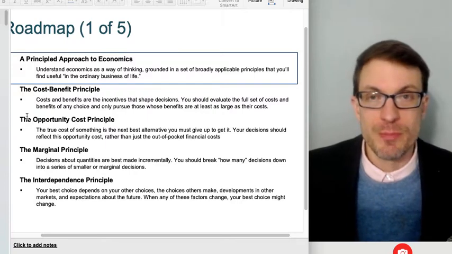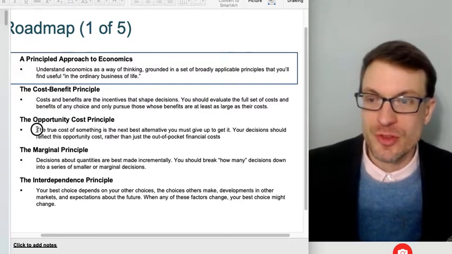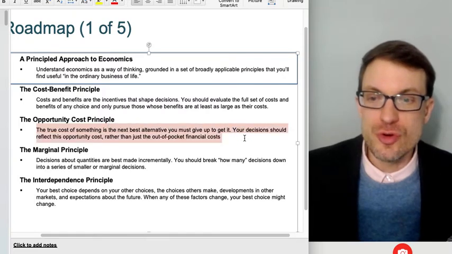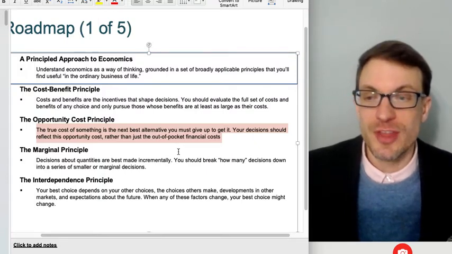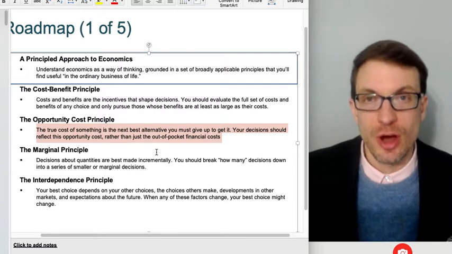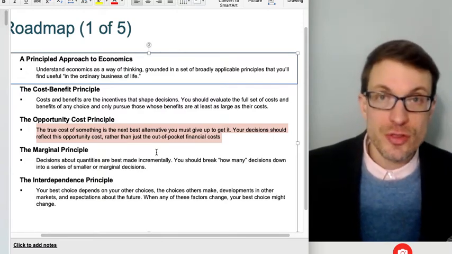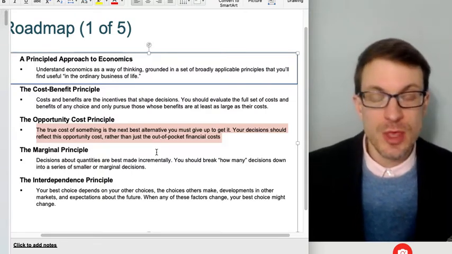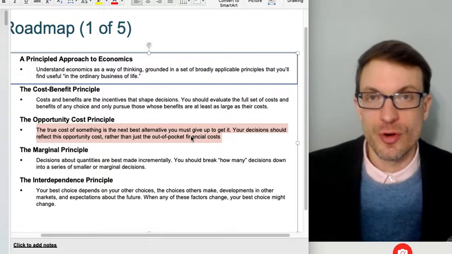Something else we're going to want to bring to bear upon this decision is the idea of the opportunity cost principle. It reminds us that the true cost of something is the next best alternative that you've got to give up to get it. Right? So we want to take into consideration the opportunity cost of something when we decide to pursue one activity rather than another, rather than just paying attention to the pure explicit out-of-pocket financial costs or money and so forth.